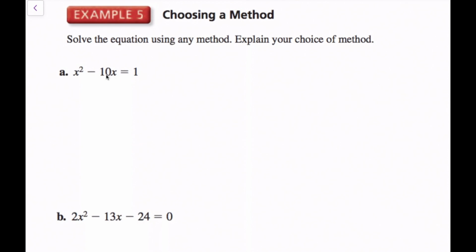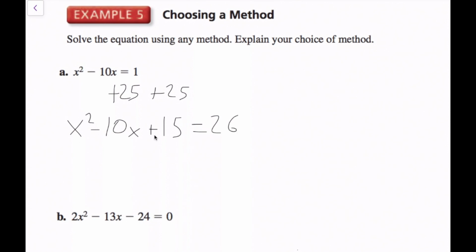So negative 10 divided by 2 is negative 5. And then negative 5 quantity squared is 25. So all I have to do is add 25 on both sides. I get x squared minus 10x plus 25 equals 26. I don't know why I put 15 there. This should be 25. And then when I factor this, this becomes x minus 5 squared equals 26.